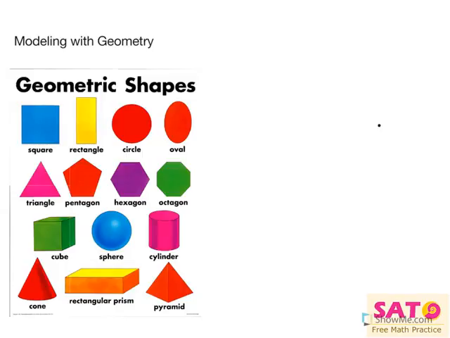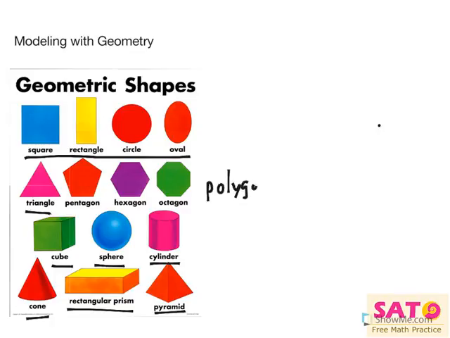There, let's talk about modeling with geometry. So here we have some basic geometric shapes, both two-dimensional and three-dimensional, and some key things to remember here in specifics are a sphere, cube, cylinder, pyramid, rectangular prism, cone, and also, of course, square, rectangle, circle, oval kind of, triangle, and all the polygons in general.